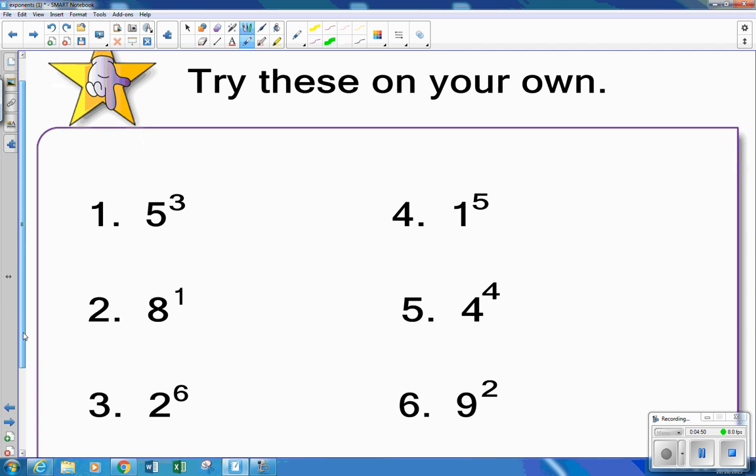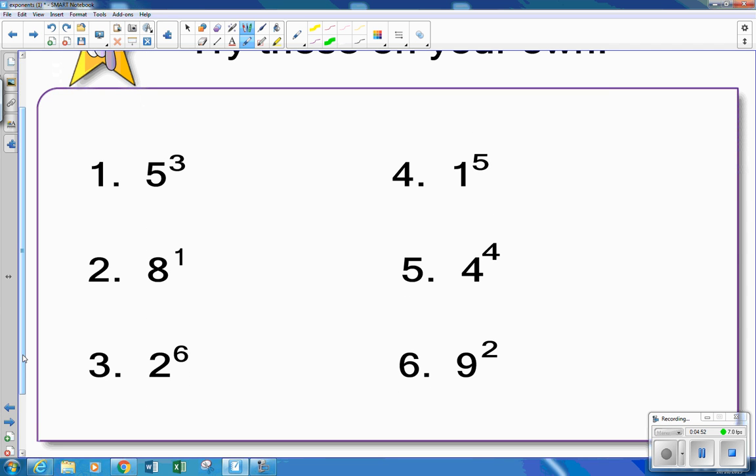Let's just look at a couple of these. First thing that stands out, I see this one, 1 to the fifth power. We didn't talk about 1. That means I write 5 ones and multiply them times each other. What happens when you multiply 1 times 1? 1 times 1 is 1. So 1 times 1 is 1, times another 1 is 1, times another 1 is 1. We see a pattern here. 1 to any power is going to be 1.